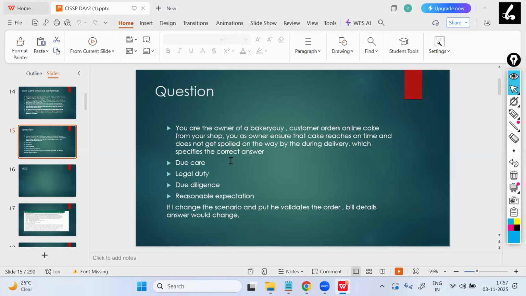During the delivery, which specifies the correct answer. Due diligence is when we are validating. Verification. If I change the scenario and I put the keyword validate, verify, or anything like that, it would be due diligence. What steps are you doing? You are preparing the cake, and that is due care. Right, it's due care.